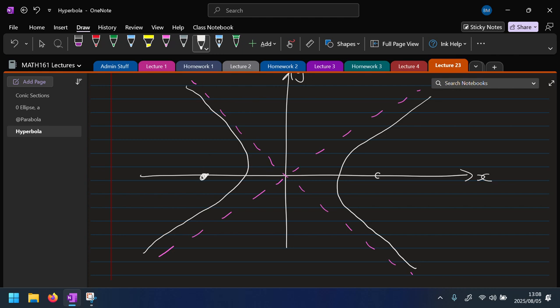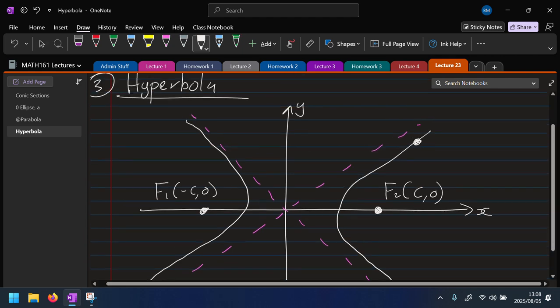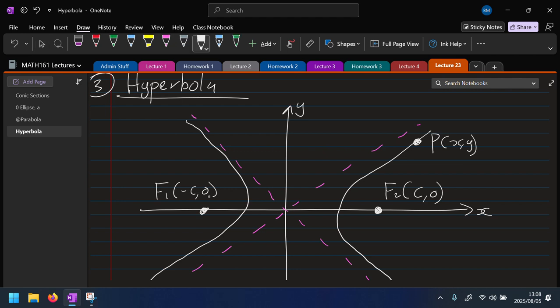So how's this defined? We're going to have two focal points, very similar to the ellipse. So F1 on the left, F2 on the right. F1 will be at minus C0, and F2 will be at C0. So those are given. You're given the two focal points. Then what we need is point P on the hyperbola, so Pxy. We're going to have a line from F1 to P and from P to F2. So same sort of thing as the ellipse.